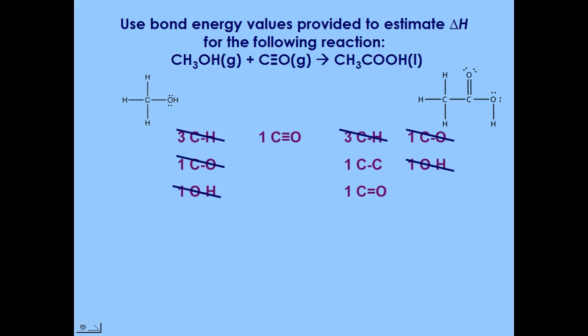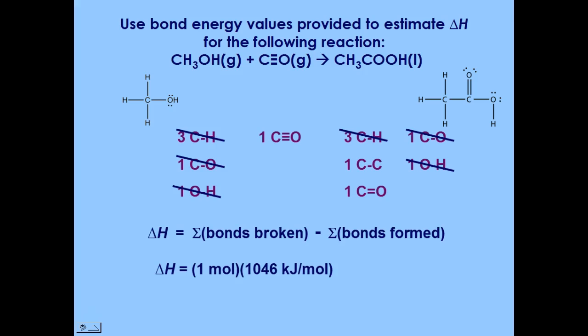So if we go back to our chart from the previous slide, we can see that the energy for C triple bonded to an oxygen would be 1046 kilojoules per mole. We only had one of them, so it would be 1 times that. And then we're going to subtract away the energy for a carbon-carbon bond and a carbon double bonded to an oxygen. And so I believe the carbon-carbon bond is 346 kilojoules per mole, and the carbon double bonded oxygen was 745 kilojoules per mole. Again, the ones are coming from the fact that there was one of each of these.